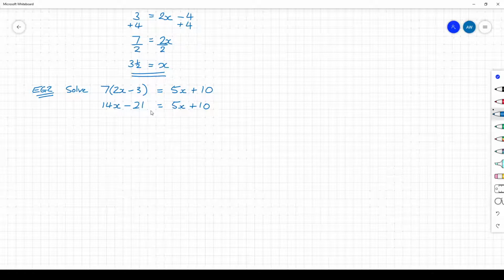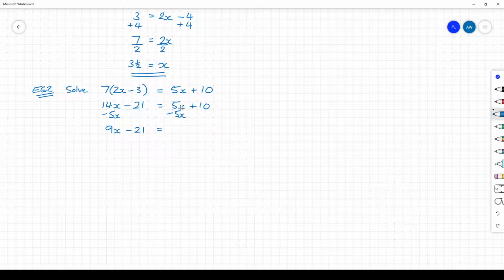Just to avoid negative values of x. That's all. So to get rid of 5x, we take away 5x. We do it that side, we need to do it that side. Working down the page, always go down the page. 14x, take away 5x, 9x. Minus 21, didn't touch it, so still minus 21.